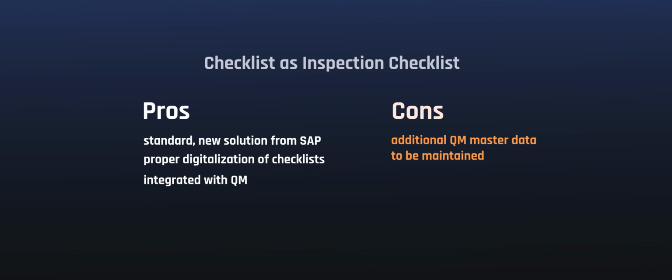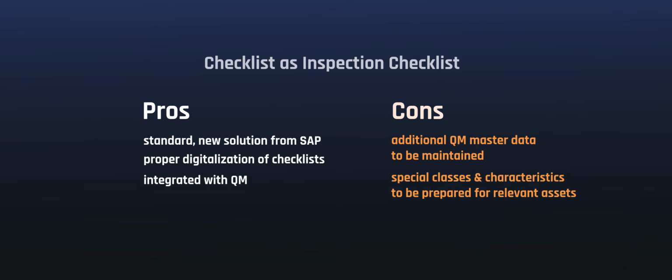Cons: at the same time, QM integration may also be some kind of a disadvantage. We need to maintain additional master data related to QM. We need to define special classes for our assets, maintain checklists in our task lists, etc. The logic of how it works, again, you will find on my blog. The process, if done via GUI, is not user-friendly at all, plus multiple steps are required like results recording, usage decision, etc. That would be it when it comes to the inspection checklist with SAP.